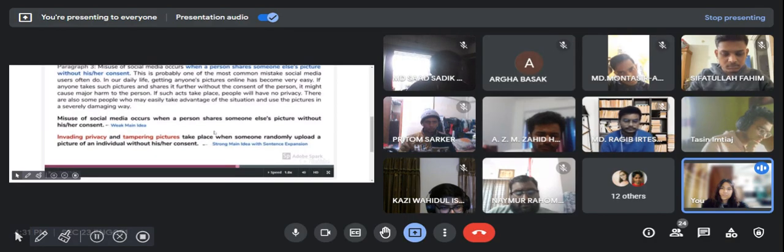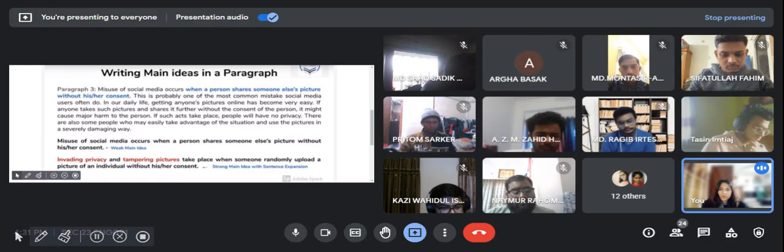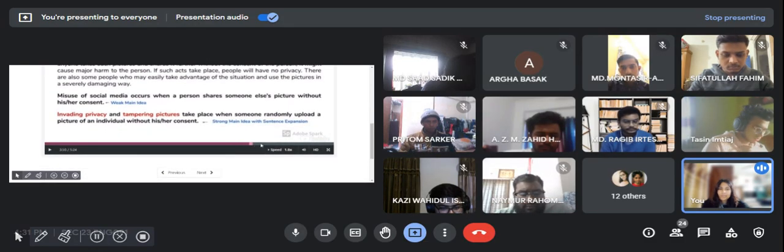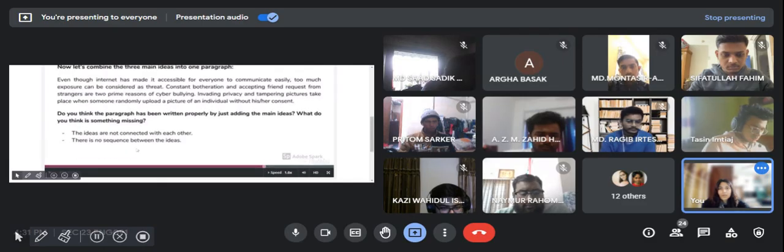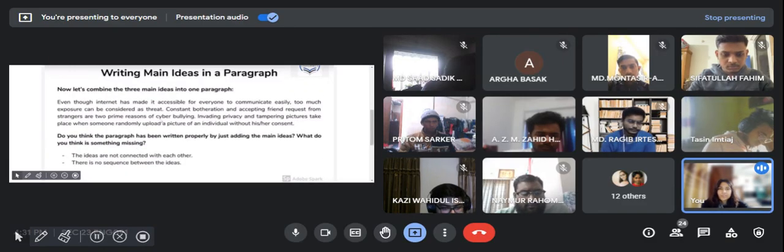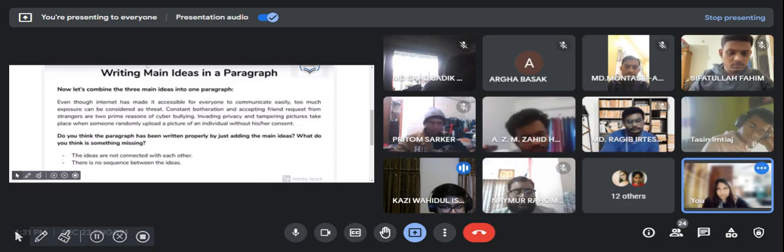Now the same goes for the third paragraph too. After reading the whole paragraph, this reader has written this strong main idea by expanding the sentence. Now we have got three main ideas from three paragraphs. Correct, class? Yes, ma'am.